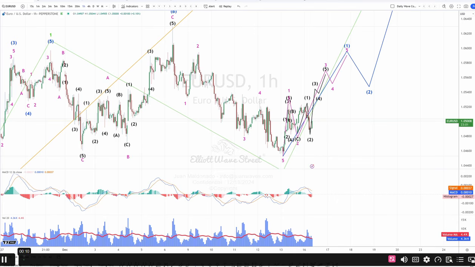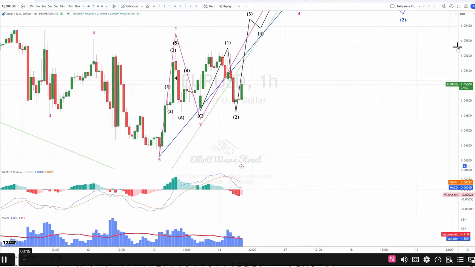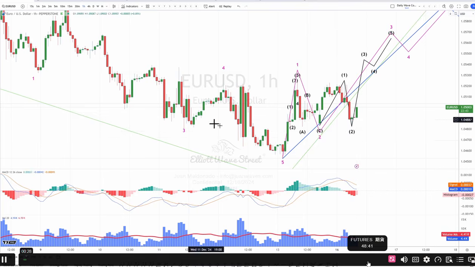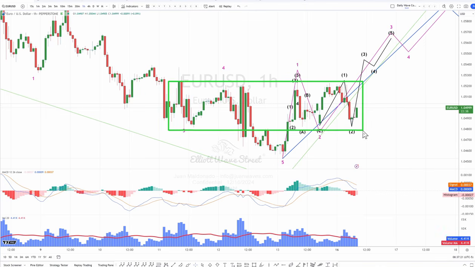It's December the 16th, and today we're starting the analysis with the euro. On the euro, we have been following the leg down. So far, the price has been building this accumulation process. All this leg here seems to be building the accumulation.